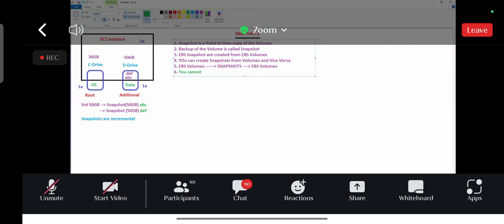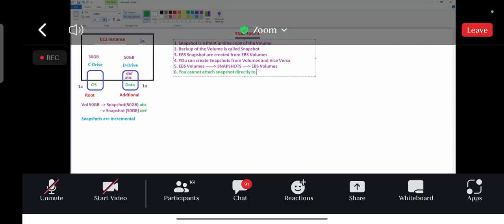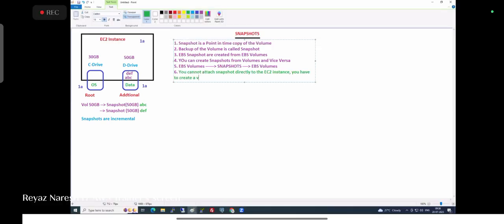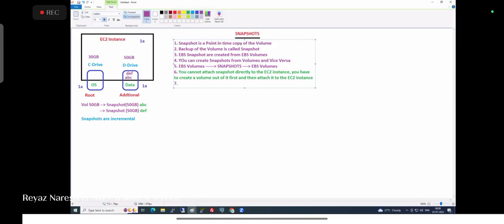So you cannot attach a snapshot directly to the EC2 instance. What you need to do is create a volume out of it first and then attach it to the EC2 instance. Nice. Is it possible to log into the snapshot? No.